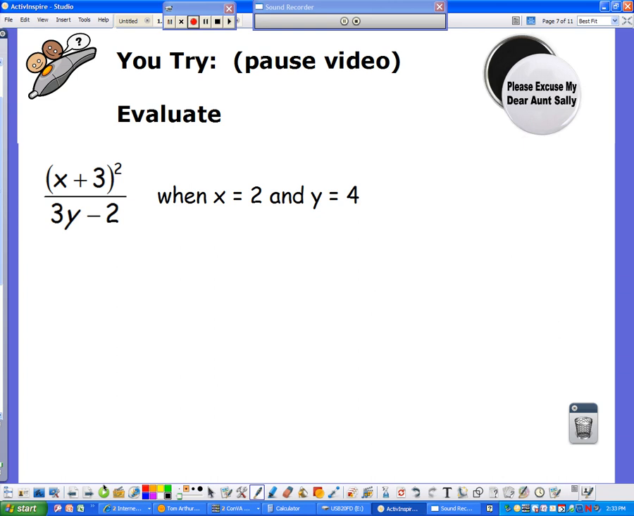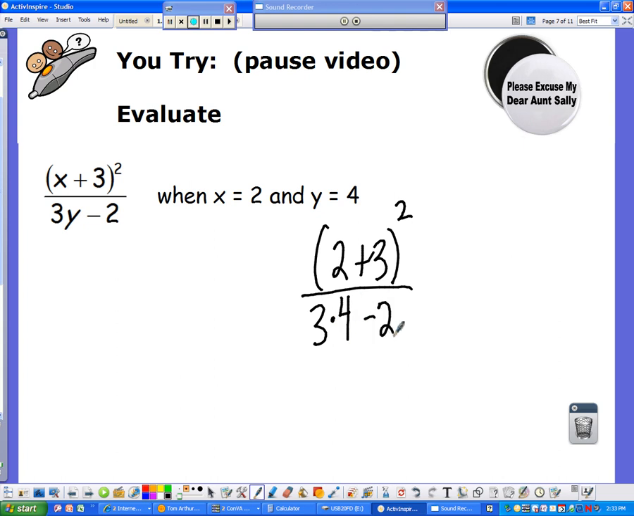So just like the last one, the very first thing we're going to do is change, but this time we've got two things to change. So everywhere we see an x, we're going to change it to 2. Everywhere we see a y, we're going to change it to 4. So we get 2 plus 3, quantity squared, and on the bottom, 3 times the y changed to 4, minus 2.